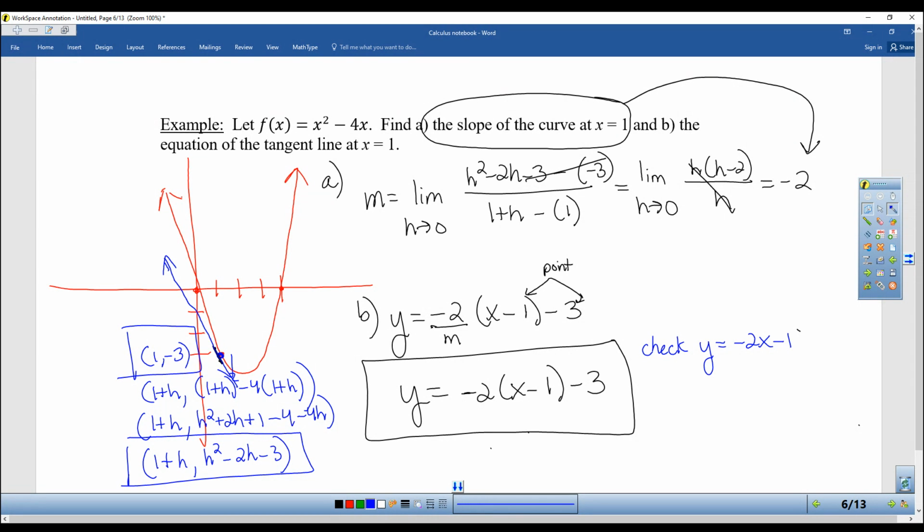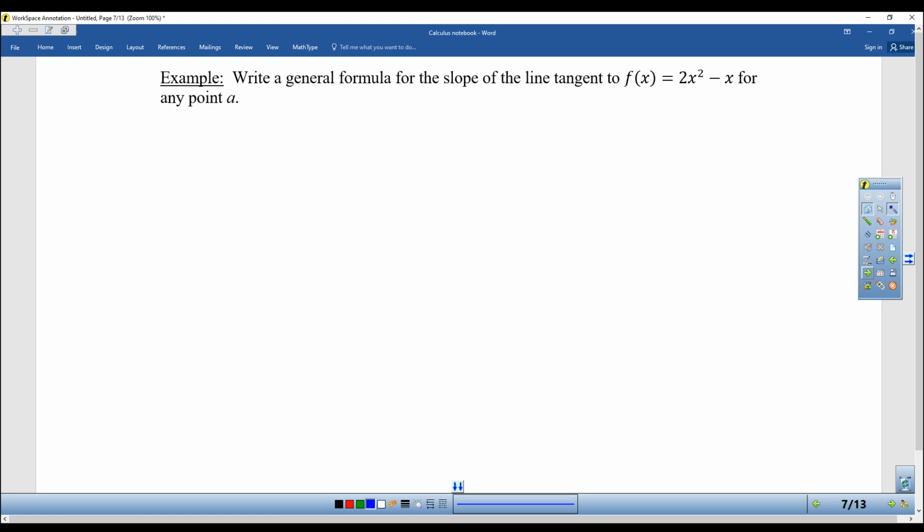All right, and the last one that we're doing right now, we're going to make a little shift, and that is that we're going to write a general formula for the slope of the line tangent to this function at point A. This is actually going to be our real goal. What we've been doing so far has just been a warm-up to get you to this point. This is the goal for today.